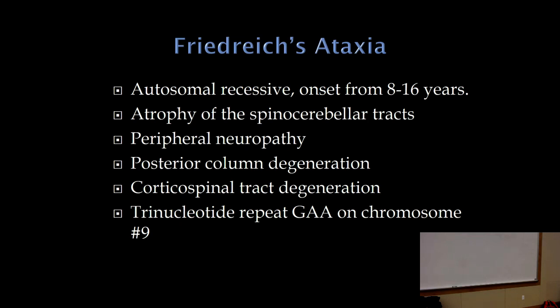And this is the first of several what are called trinucleotide repeat conditions that we'll talk about in the neuroscience course. So if you think about Friedreich's ataxia, you can just send the patient to the lab and do a genetics test to confirm the diagnosis.